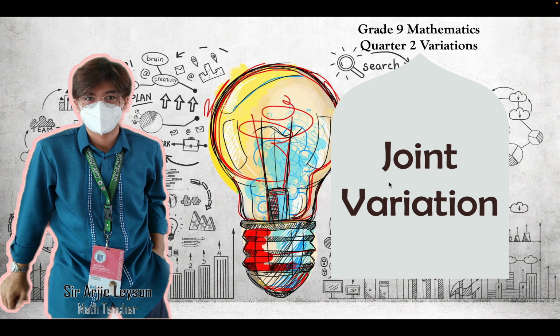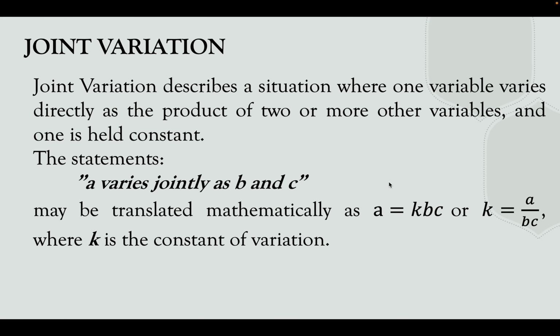In this video, we will discuss all about joint variation. Let us define first what is joint variation. Joint variation describes a situation where one variable varies directly as the product of two or more other variables, and one is held constant.